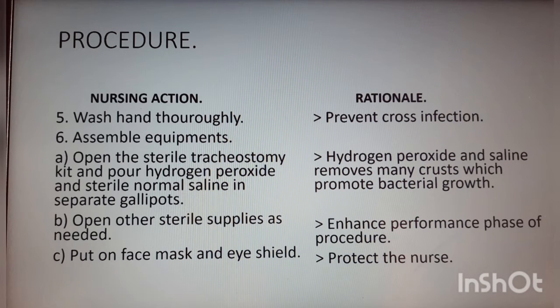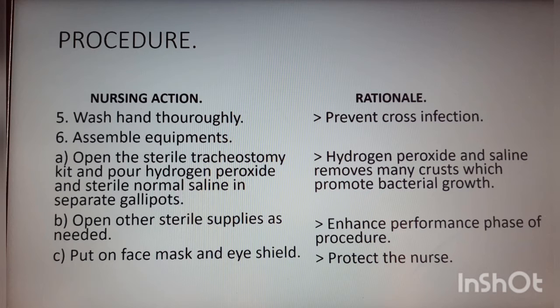Next, we have to wash hands thoroughly in order to prevent cross-infection. Next, we have to assemble equipment, open the sterile tracheostomy kit and pour hydrogen peroxide and sterile normal saline into separate gallipots. Hydrogen peroxide and saline remove mucus which promotes bacterial growth.